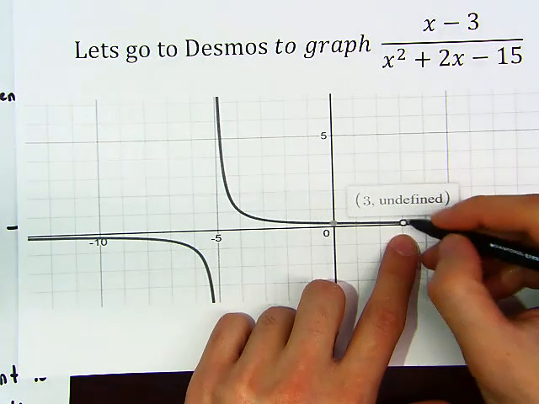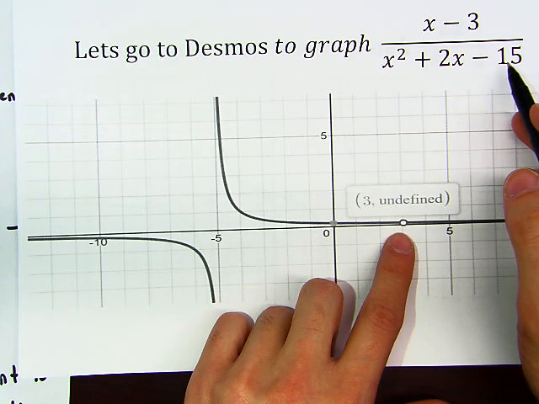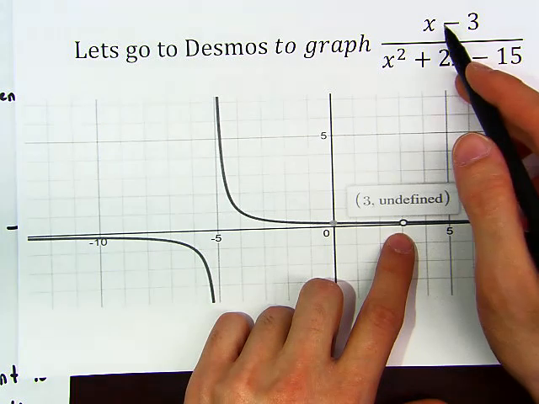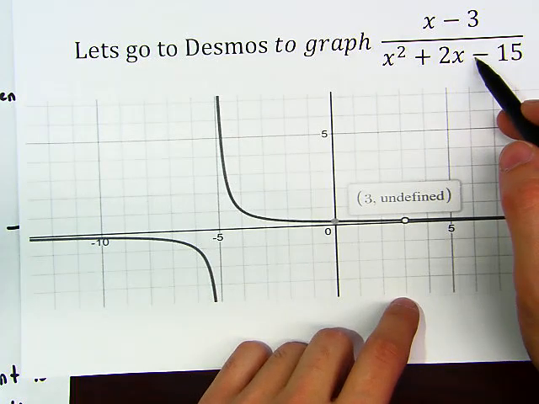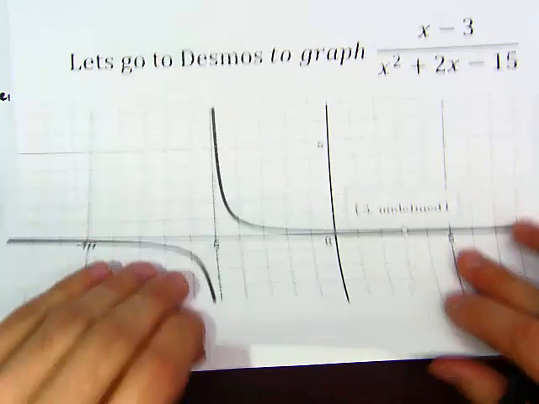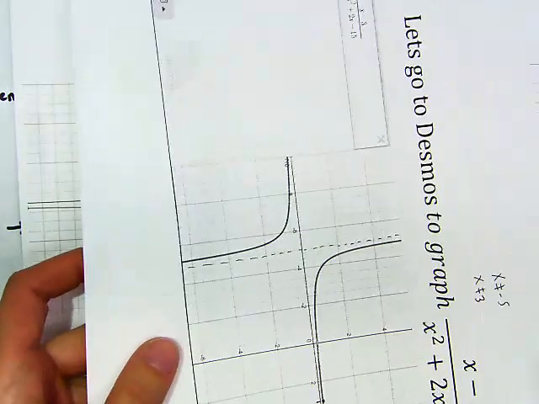There is a hole over here, and it exists because if I plug in 3 in the denominator, then the whole denominator becomes 0. So, yeah, okay? Very good. Let's try and do the next one, which is this one over here.